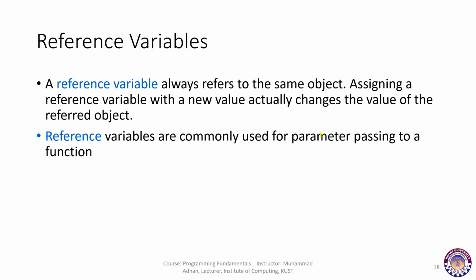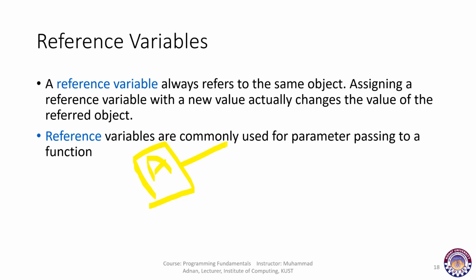the same object. Assigning a reference variable with a new value actually changes the value of a referred object. So once again, a reference variable always refers to the same object. Assigning a reference variable with a new value actually changes the value of the referred object. A reference variable is commonly used for parameter passing to a function. So a reference variable is a normal variable where you store an address, but assigning a new value to this reference variable will actually change the value of the referred object.